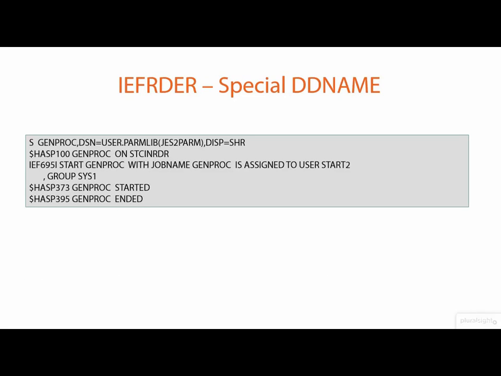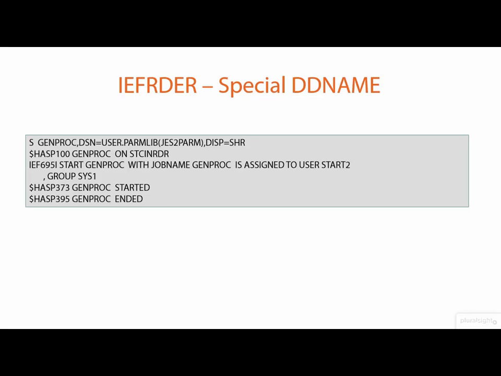So in this case now, we've done the same thing, except we have a start command where we're specifying the data set name and the disposition. And in this particular case, we would have a special DD name that is going to be generated as a result of us coding it this way.